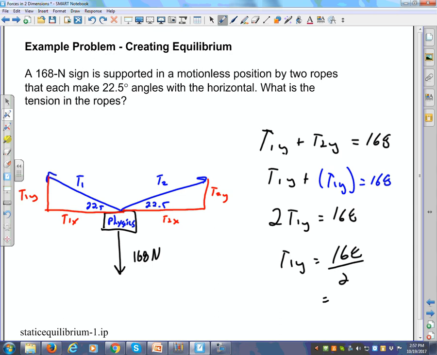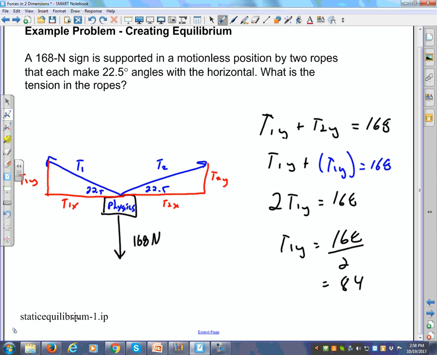Each of the y components, T1y and T2y, are equal to each other. So T2y can be replaced with T1y, and the two of them together, T1y plus T1y, is 2 T1y's. Now I simply divide by 2. So my T1y is actually going to be 84. But that doesn't tell me the tension of the ropes. This only tells me T1y.